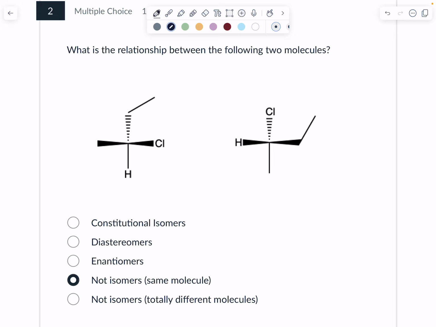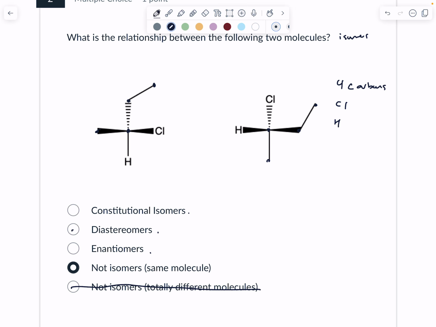maybe it would start better by saying the first thing that you could do to tell the relationship between 2 molecules is make sure they have the same number of carbons, hydrogens, everything else. So when I'm looking at these, I see 1, 2, 3, 4 carbons over here, and 1, 2, 3, 4 carbons over here. So 4 carbons in each one. Each has 1 chlorine and 1 hydrogen. So these are definitely isomers of some kind. So we can remove not isomers, totally different molecules. And then we'll be left with constitutional isomers, diastereomers, or enantiomers.